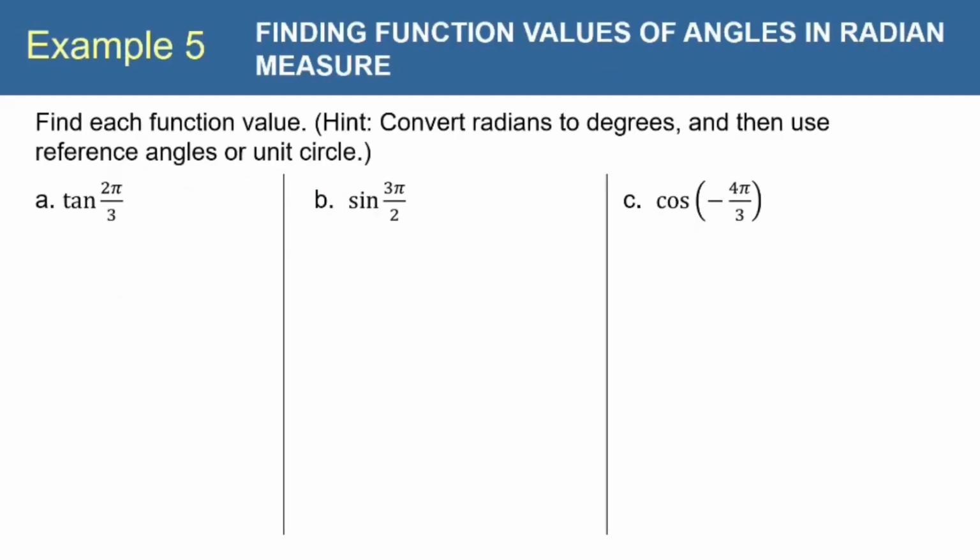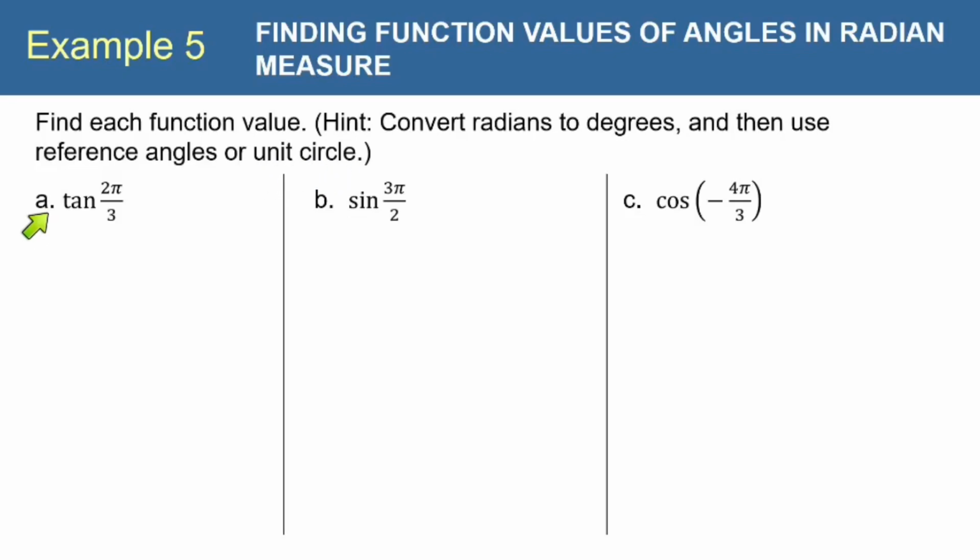Okay, finally for this section here is example 5, and the instructions just say find each function value. And so we're going to be finding trig function values of angles measured in radians. Now we already learned how to do this for angles measured in degrees back in section 2.2. And so the best strategy for us to use is to convert these radian angles to degrees and then do it the way we learned how to do it back in section 2.2, or if the angle is a quadrantal angle, we'll use the unit circle.